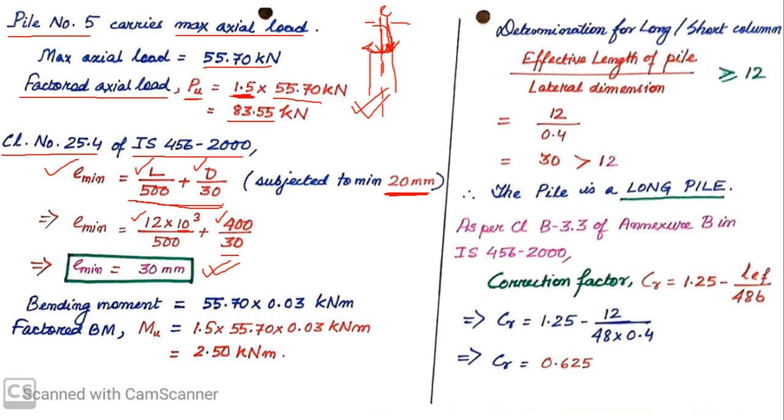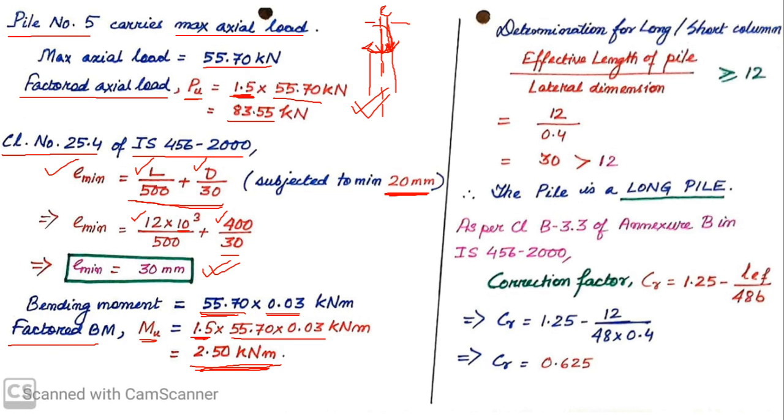So how will I do that? I will multiply the axial load, that is 55.70, into the eccentricity. Eccentricity was 30 millimeters, so in meters it will be 0.03. So this is the bending moment. Now if I apply a factor of safety, that is 1.50, then it becomes factored bending moment, which I denote by MU. So 1.5 into 55.70 into 0.03 will give you a value of 2.50 kilonewton meter. So this is the factored bending moment.